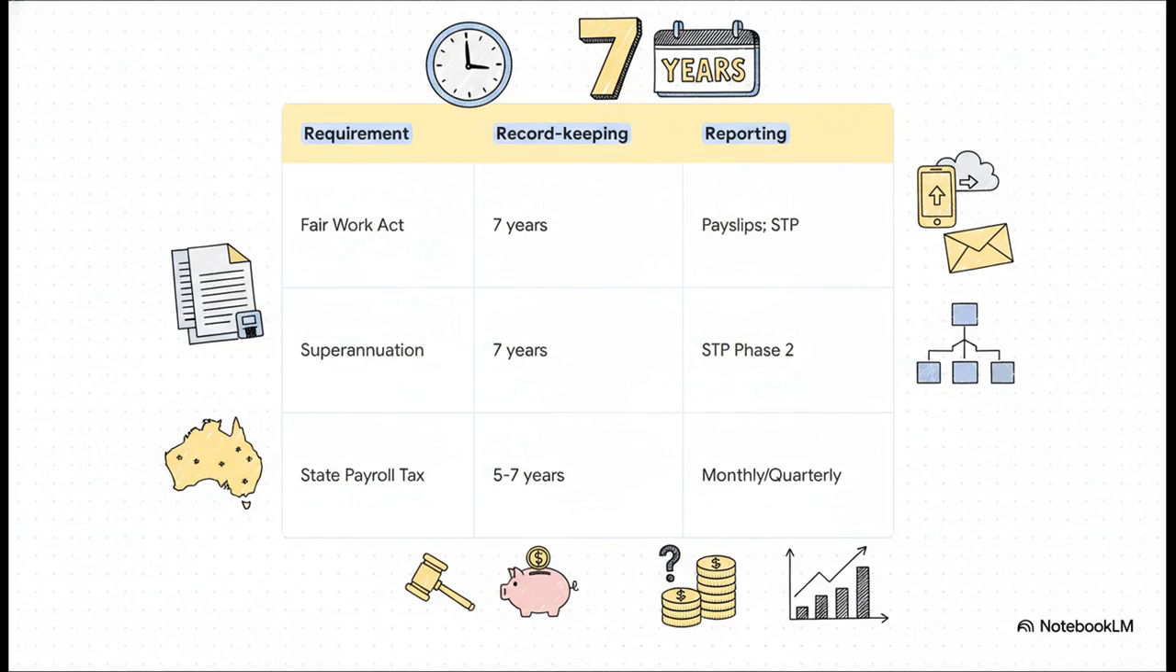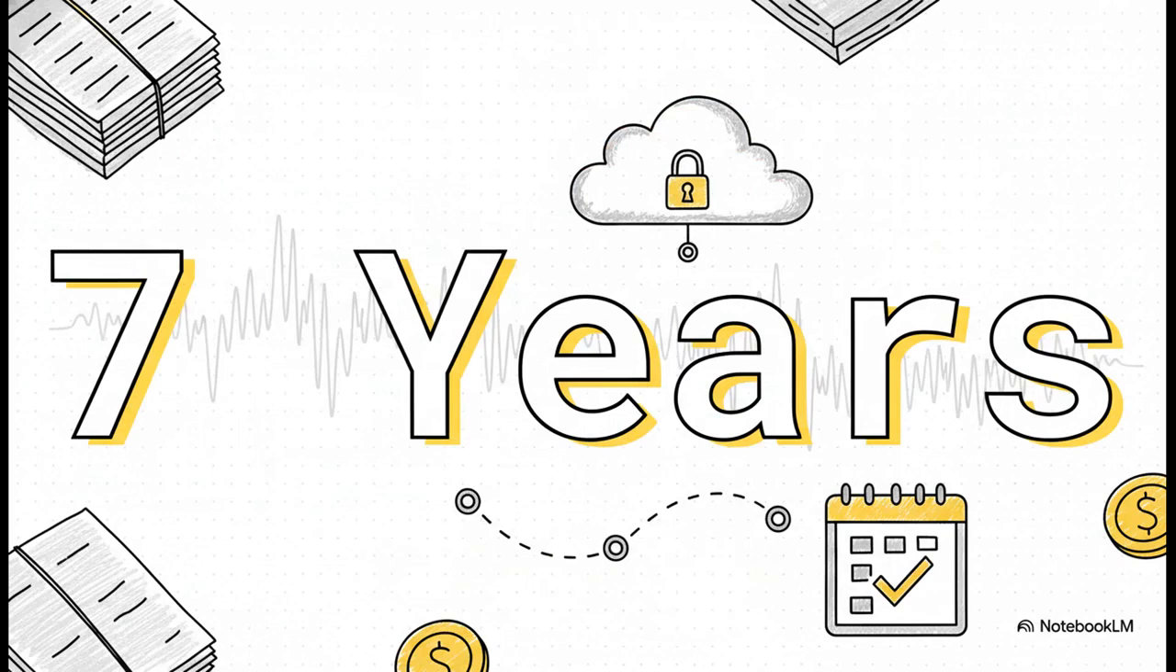Under both the Fair Work Act and the Superannuation Guarantee, records must be retained for 7 years. State payroll tax retention periods vary, but are still between 5 and 7 years, underscoring the importance of long-term data management. To underscore that point from the source document, the mandatory retention period for payroll records as specified by multiple pieces of legislation is 7 years.